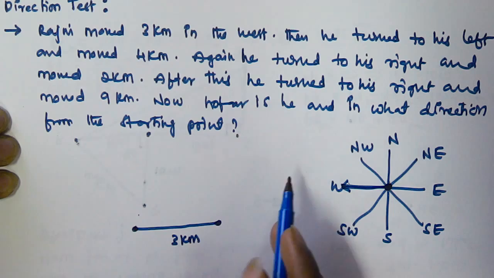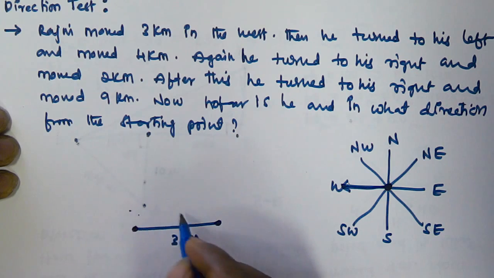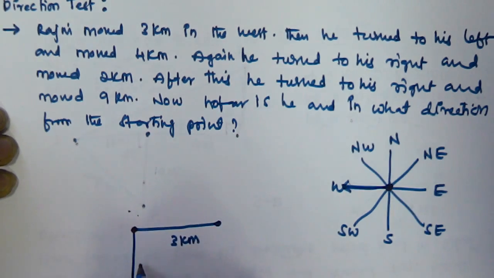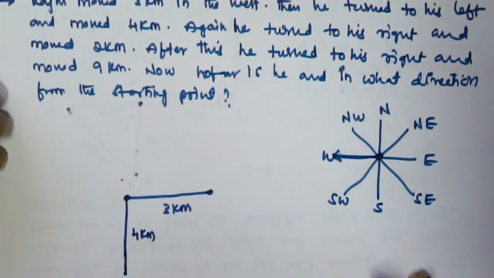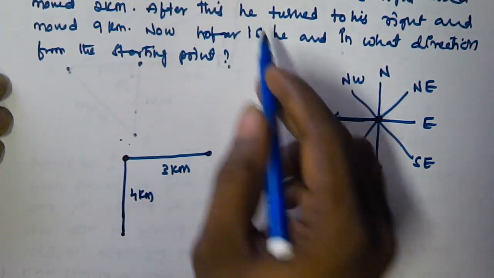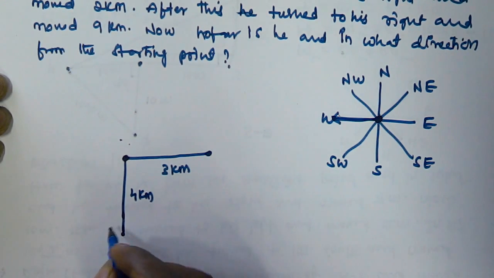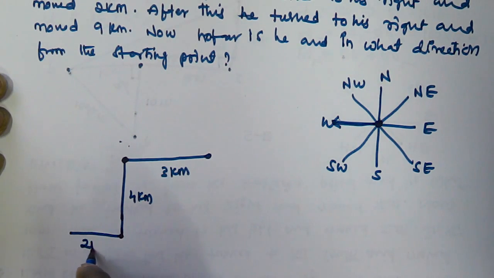And then he turned to his left. So he is moving in this direction. So this is right side and this is left side. So in this direction he moved 4 kilometers. So here he traveled 4 kilometers. Then from there again he turned to his right. He is moving in this direction. So this is left, this is right. He moved in the right direction and moved 2 kilometers. So this is the 2 kilometers he moved and reached one point.